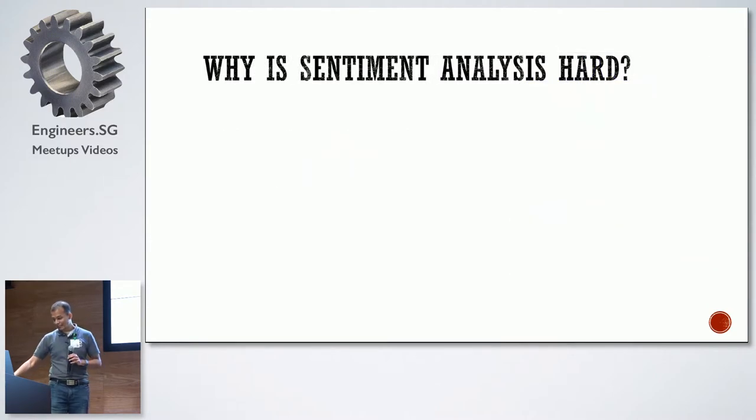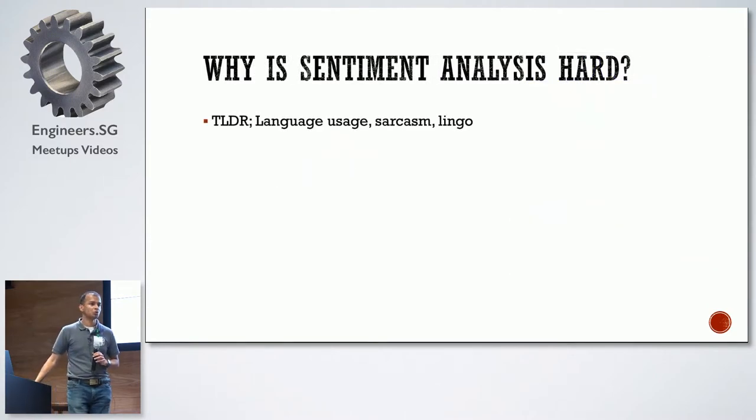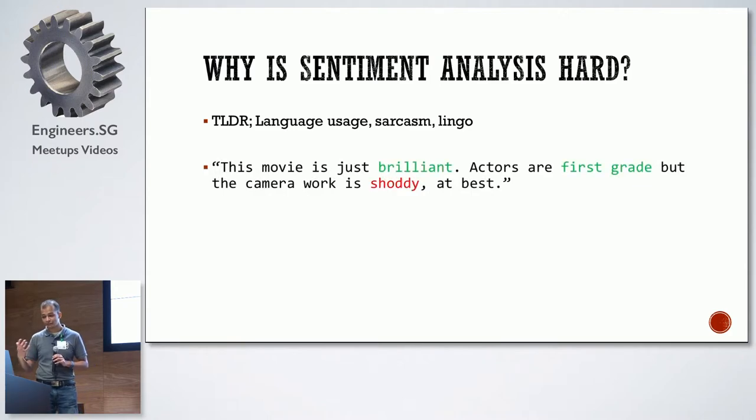So why is it actually hard? TLDR, the main reason is language. Sarcasm, for instance; lingo is another problem. These are all the challenges that we face on a day-to-day basis. For example, this movie is just brilliant. Actors are first grade, but the camera work is shoddy at best. If you see, it starts off good, and then towards the end, it tapers off and goes back to negative. So the overall sentiment could be positive if you just put 1 + 1 and then subtract 1.